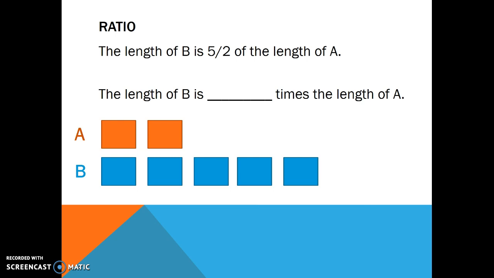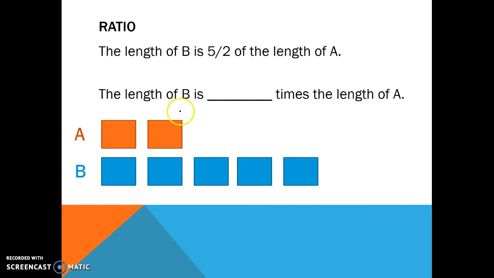Okay, so let's change things up a little bit now. So now we've got the length of B is 5 over 2 of the length of A. Our question says the length of B is blank times the length of A. So I'm looking for like a 1 times the length of A, 2 times, 3 times, something like that.